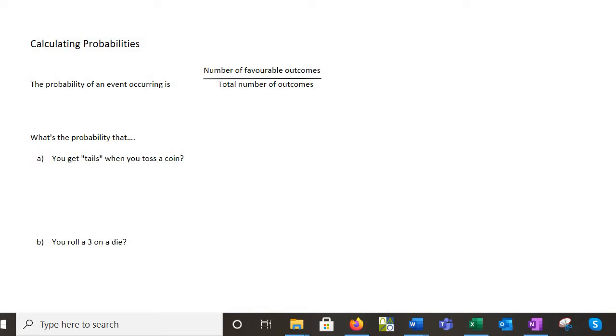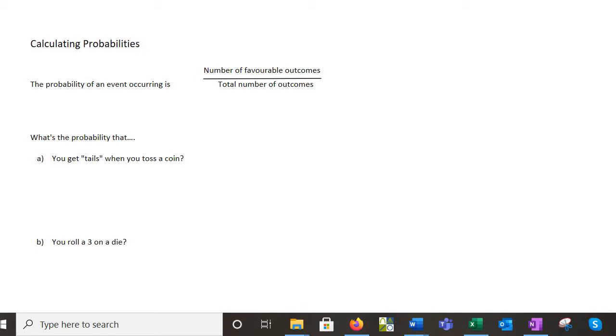So in our last video, we had a little look at probabilities, just kind of generally. So looking at them as a number between 0 and 1, where something with probability 0 is totally impossible, and something with probability 1 is certain to happen. Now we're going to look at things a bit more mathematically.